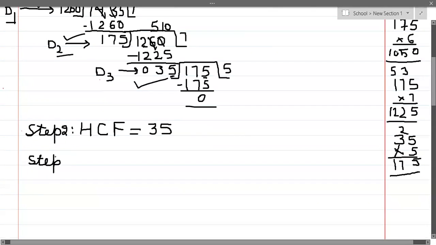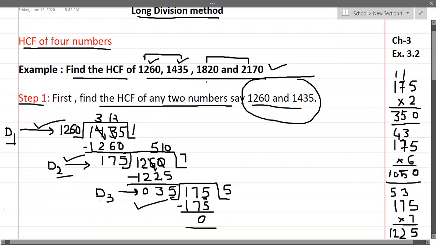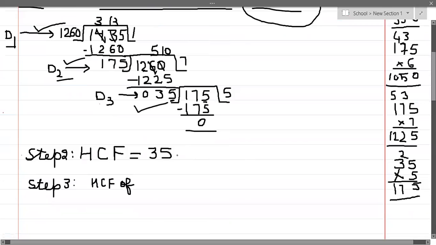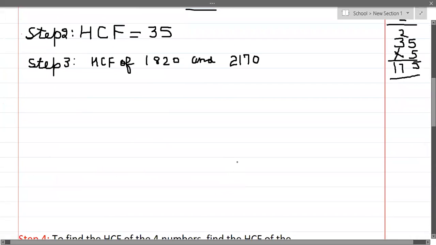So step 3 is, we will find the HCF of 1820 and 2170. So we'll write here 1820 and 2170. Right? We will find the HCF of these two numbers. So let's divide these two numbers.